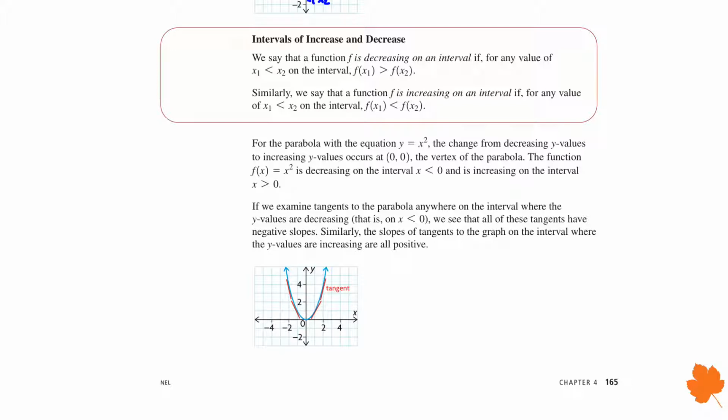We are trying to find a relationship between the slope of the tangent line and the concept of increase-decrease on an interval. By looking at this graph, we'll see when the function is decreasing, the slope of the tangent line is negative at any point on that interval, and when the function is increasing, the slope of the tangent line is positive at any point on that interval.